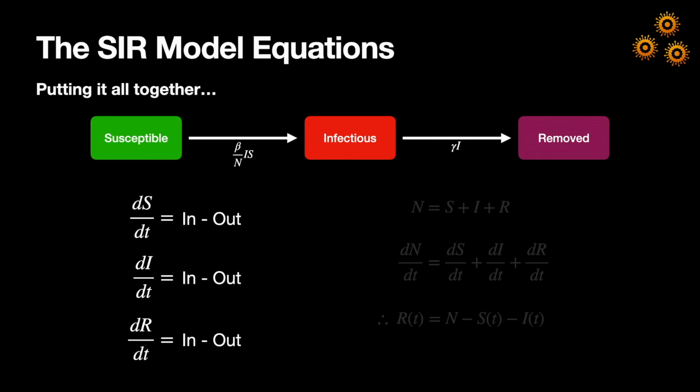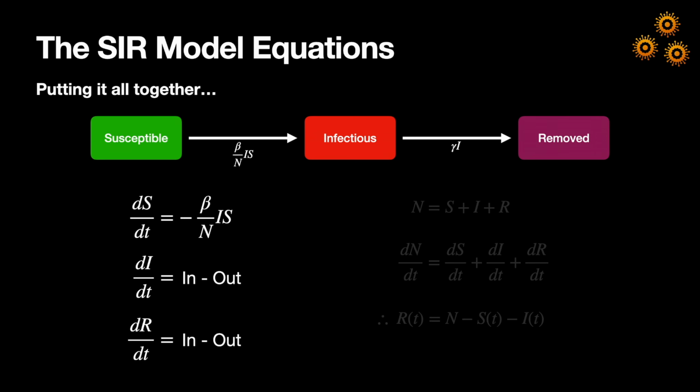So when you convert a compartmental model into a set of differential equations, what you say is that the flow rates here are going to turn into rates in versus rates out. So the rate of change of the susceptible population with respect to time, or dS/dt, is the flow in minus the flow out. There is no flow in. So overall, that's going to be negative beta over N times I times S.